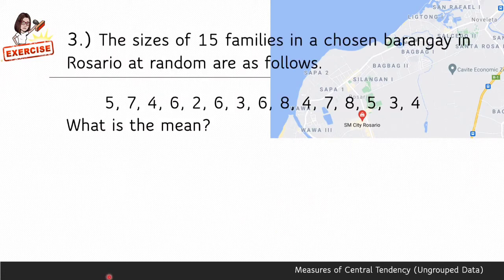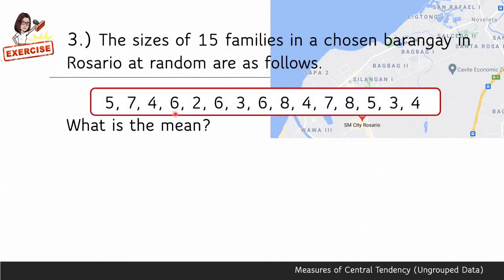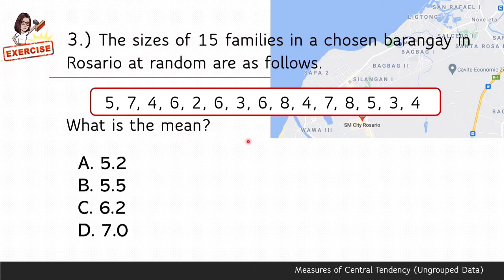Let's now have our third question. The sizes of 15 families in a chosen barangay in Rosario at random are as follows. 574, 626, 36, 84, 78, 534. So, what is the mean? The choices are A, 5.2, B, 5.5, C, 6.2, or D, 7.0. Time starts now.